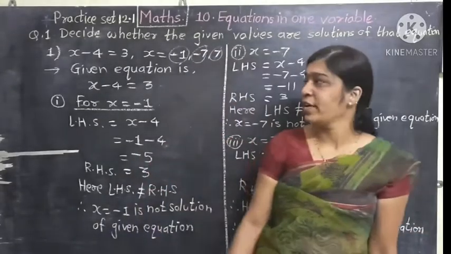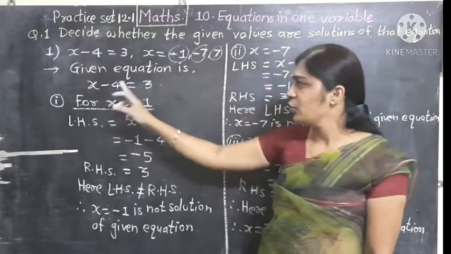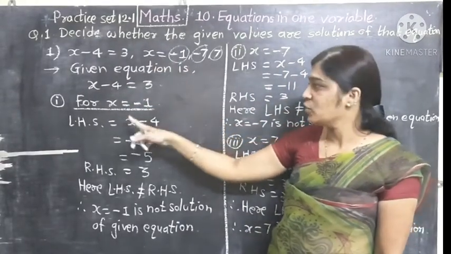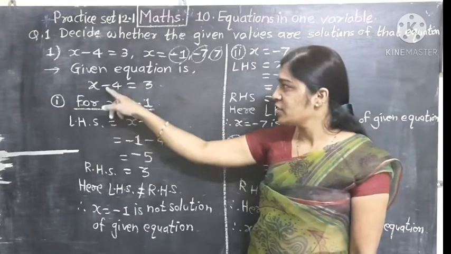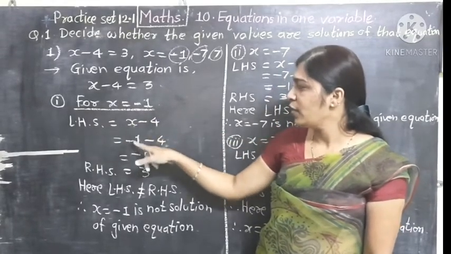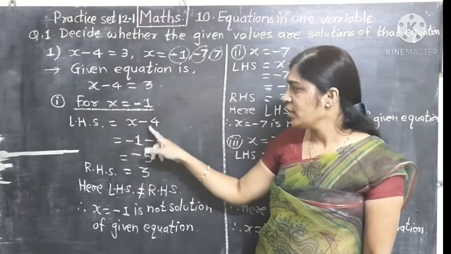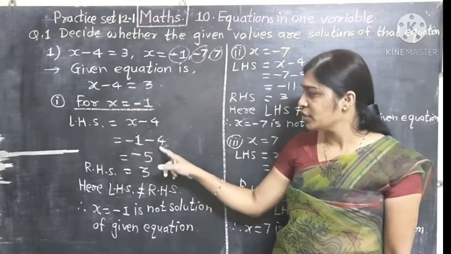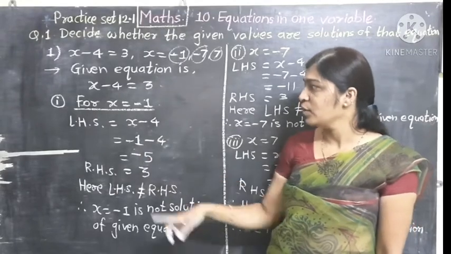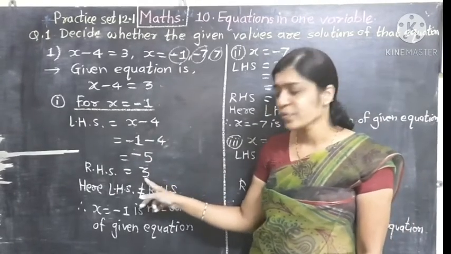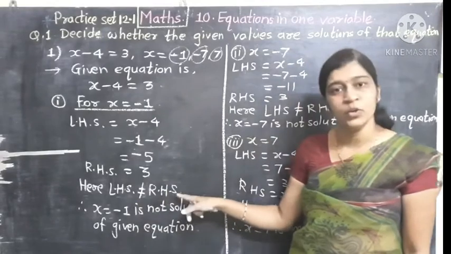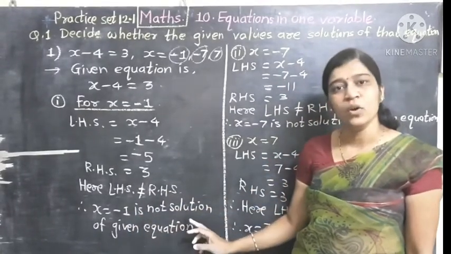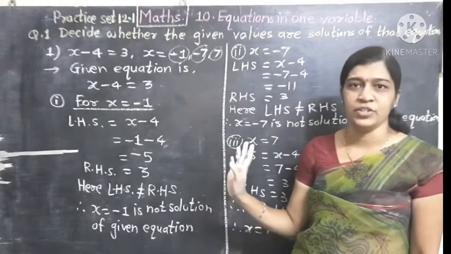Okay, understand how to find the solution of the given equation. We first try x is equal to -1. Write the LHS first, x minus 4. Put the value of x as -1, and here -4, minus becomes plus. 1 plus 4 is 5, with the greater number's sign, -5. But the RHS is 3. Therefore, here LHS is not equal to RHS. Therefore, x is equal to -1 is not a solution of the given equation.